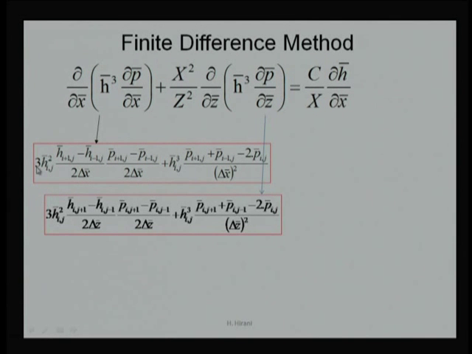You can see here 3 h I j square is the same. Here there is h I plus 1 j, instead of that here we are writing I j plus 1. Again, somewhere here this is I minus 1 j, what we are writing here is I j minus 1. That means we are taking a variation along the z direction. In the previous case, we assumed that there is no variation in film thickness along the z direction, the variation was only along the x direction.